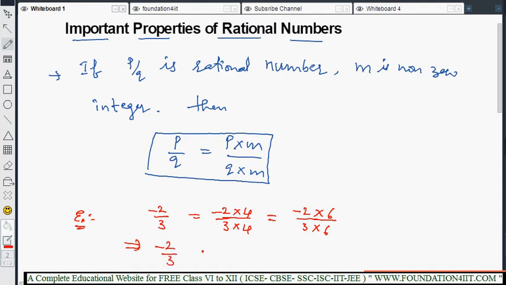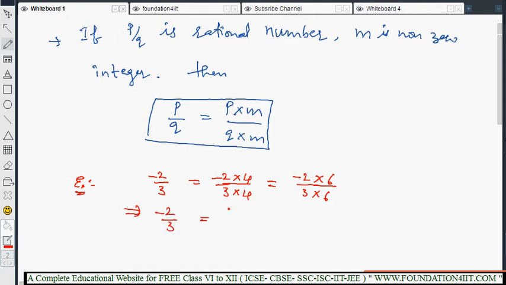Now minus 2 by 3, this is minus 2 into 4, minus 8 by 12. That is also equal to minus 12 by 18. Now these three rational numbers are equal. So minus 2 by 3 is equal to minus 8 by 12 and this is equal to minus 12 by 18. Such rational numbers are called equivalent rational numbers.